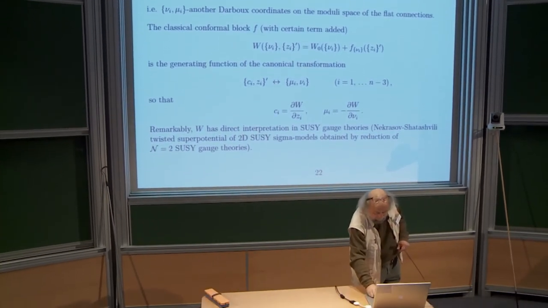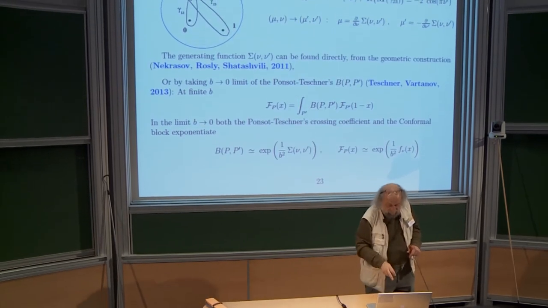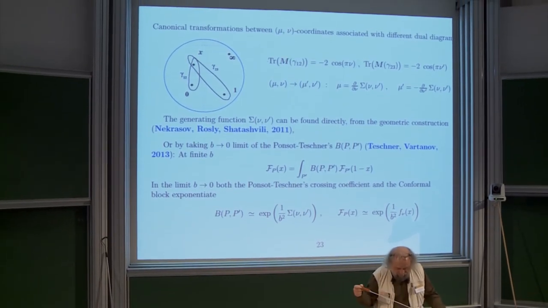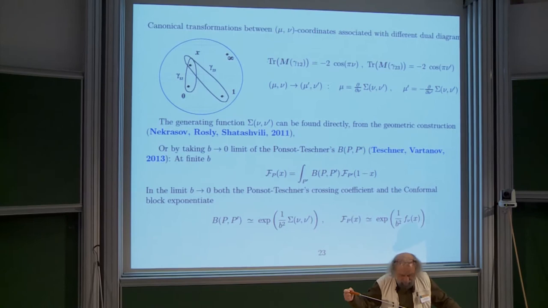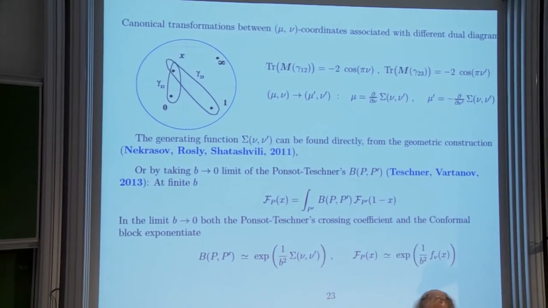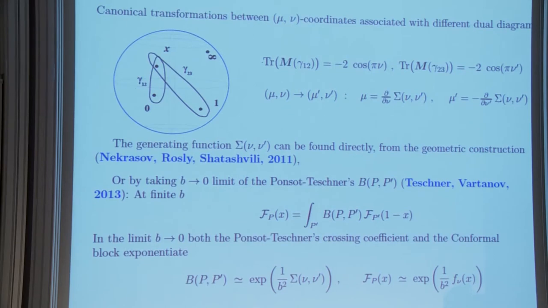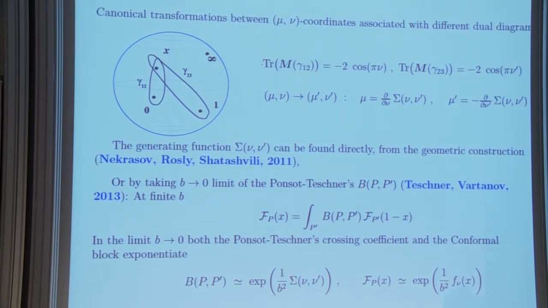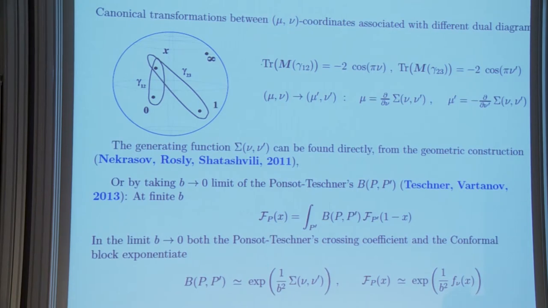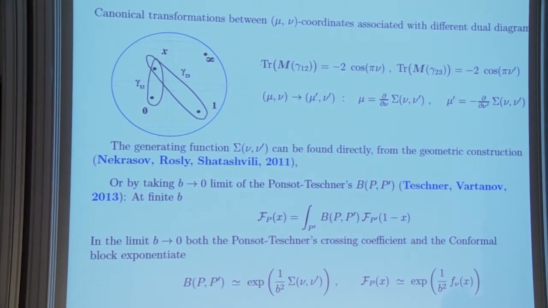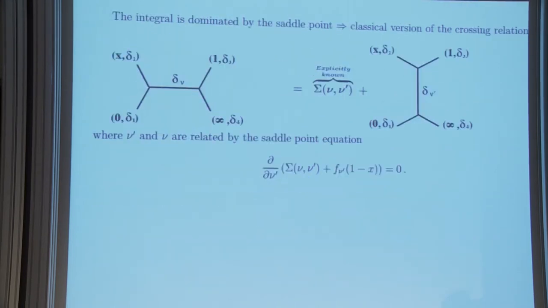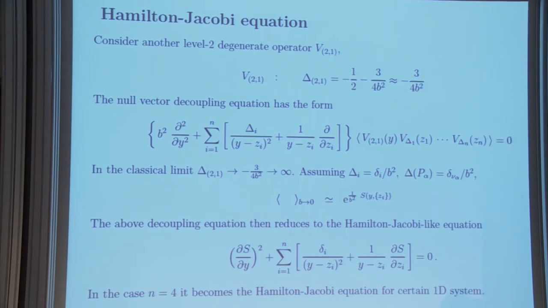All right. I will come back a little bit. There are interesting things to say about the canonical transformations between different Darboux coordinates associated with different dual diagrams, and that's closely related again to this work of Nekrasov, Rosly, Shatashvili. But I think the time is running out, and I will better skip this part.